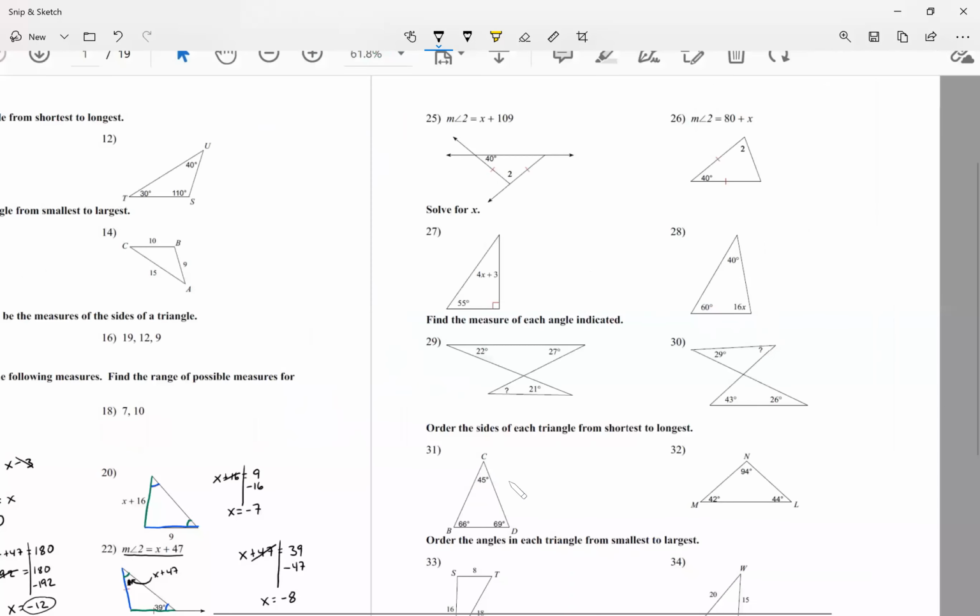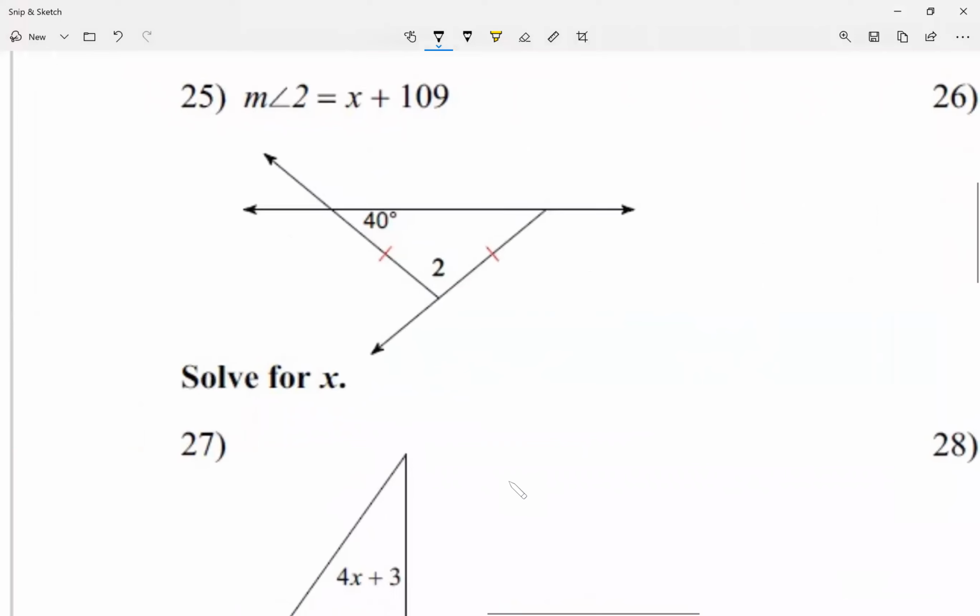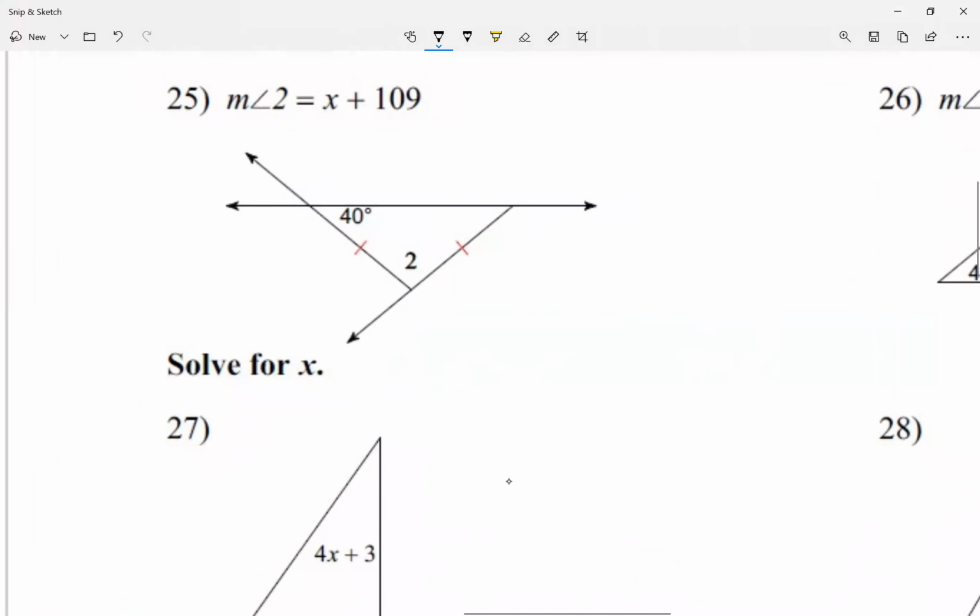Let's take a look at number 25. To begin with, measurement of angle 2. So right here where the 2 is, I'm going to replace that with x plus 109. Let me write that out here: x plus 109. That is this angle.